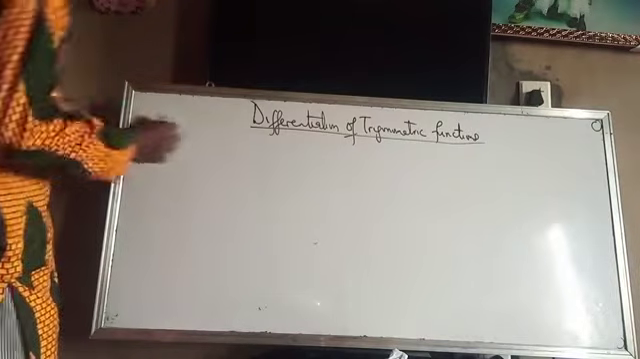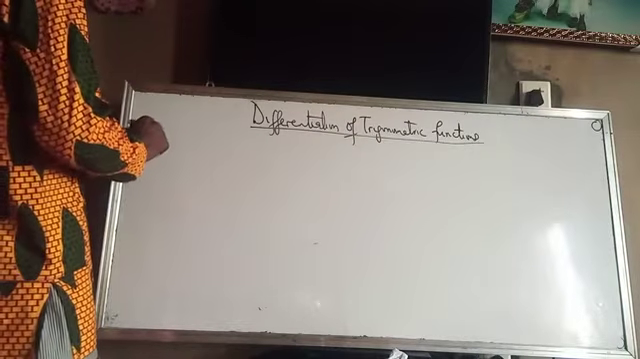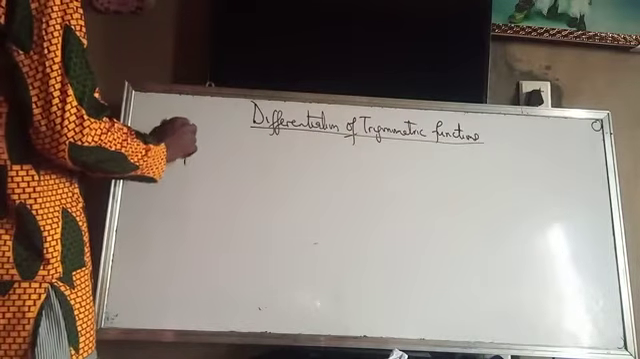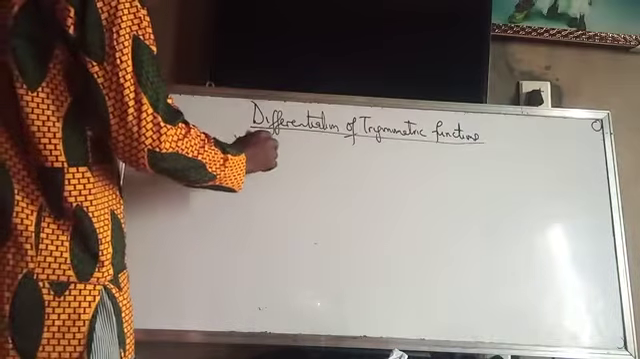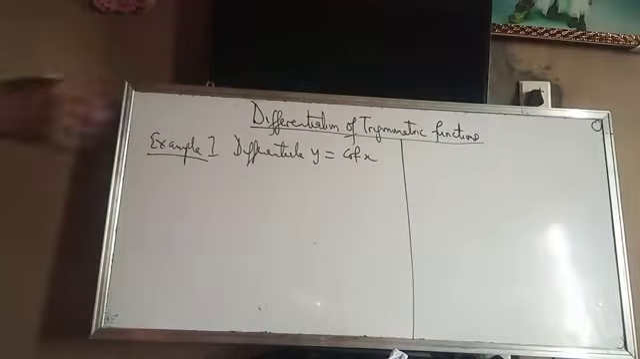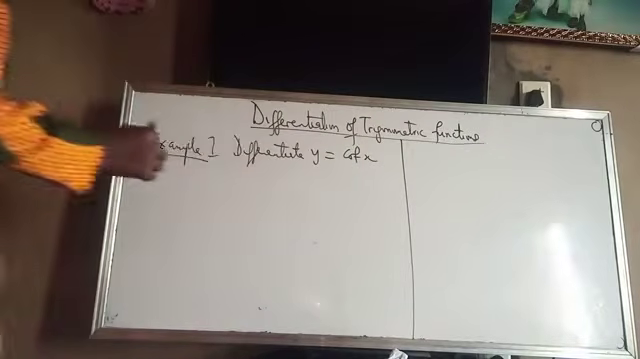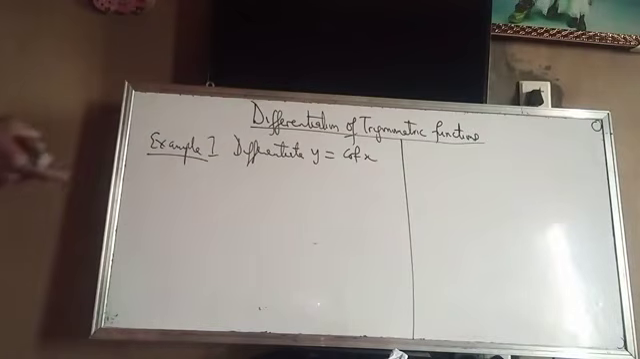Now, let's have a very good example. Example 1. Differentiate y is equal to cot x. Let's partition the board. y is equal to cot x. Differentiate. Now, first of all, let us write cot x in a simpler form.